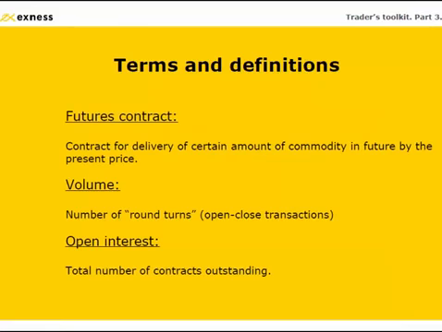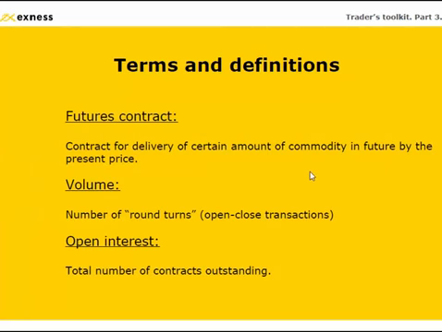Now let's go to some definitions, because it is important to proceed, because when you don't know the definitions and terms, it's very difficult to understand what I will talk about in a few minutes later. Alright, futures contract. What is a futures contract? It is a contract for delivery of certain amount of commodity in future by the recent price.